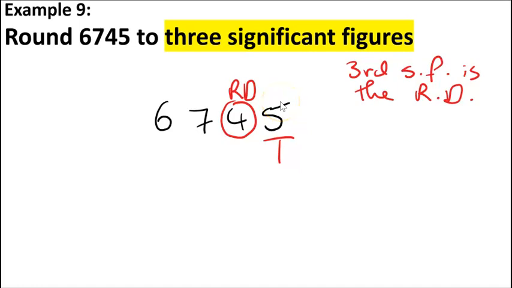So we focus on our rule again. 5 or more, let it soar. 4 or less, let it rest. So 5 is 5 or more, which means that the 4 is going to round up to 5. But we're not finished because it doesn't make sense mathematically to say 6,745 is approximately equal to 5. That does not make any sense mathematically. So what we have to do is bring down the 6, bring down the 7, and then we change the number at the end to 0.